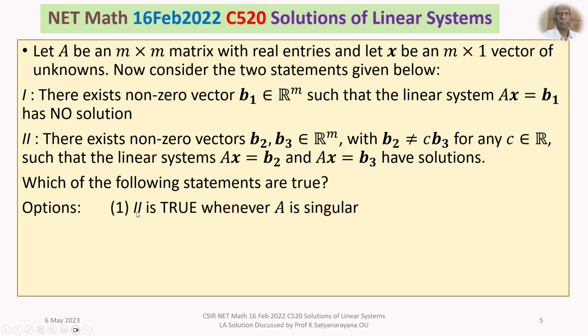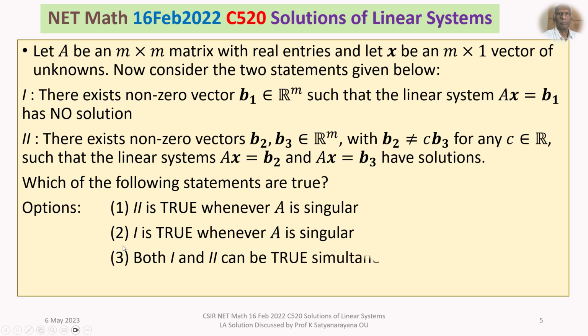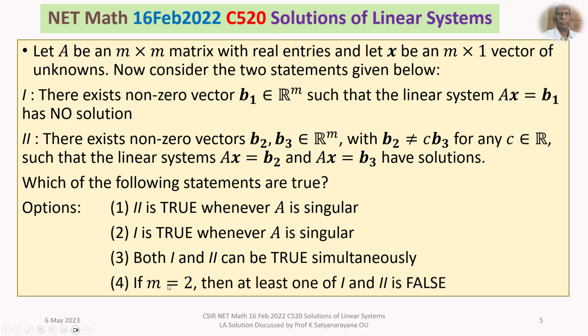Option 1. Statement 2 is true whenever A is singular. Option 2. Statement 1 is true whenever A is singular. Option 3. Both statement 1 and statement 2 can be true simultaneously. Option 4. If m is equal to 2, then at least one of the statement 1 and the statement 2 is false.